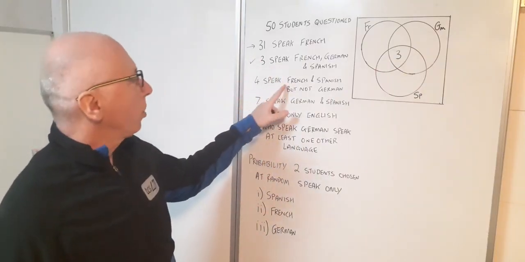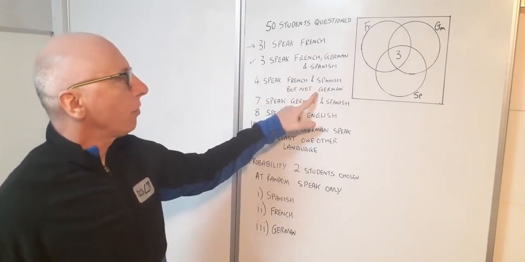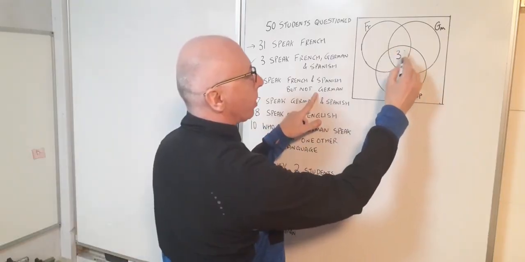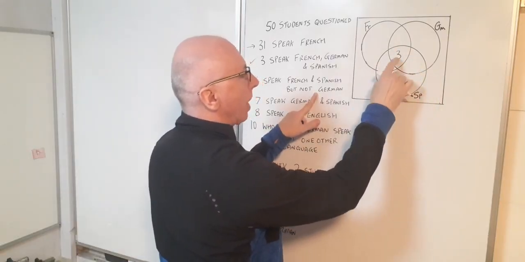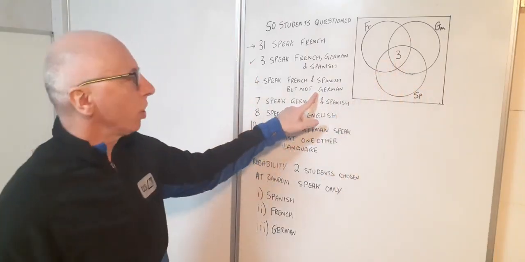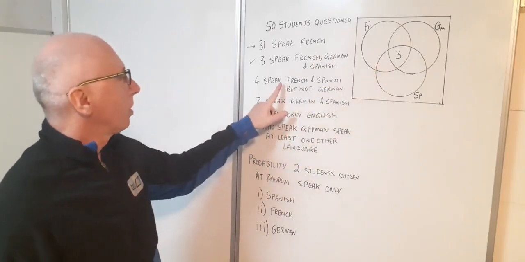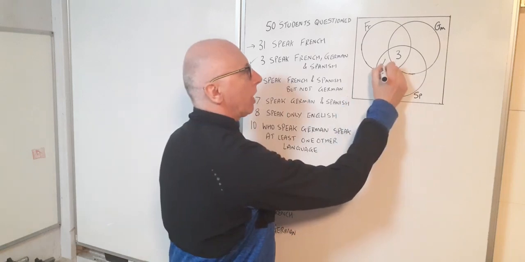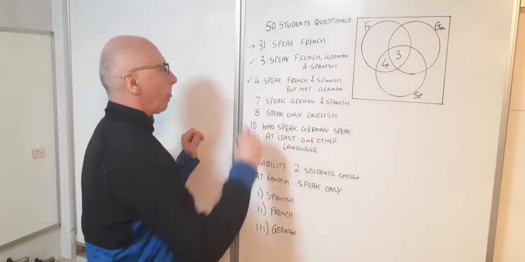Then we've got 4 speak French and Spanish but not German. So where's French and Spanish but not German? There's French and there's Spanish. That's the French and Spanish, but that includes German. So this bit here is the not German bit. So that's French and Spanish, but not German. So 4 speak French and Spanish but not German, and we can put the 4 in that section there. So that's taken care of.